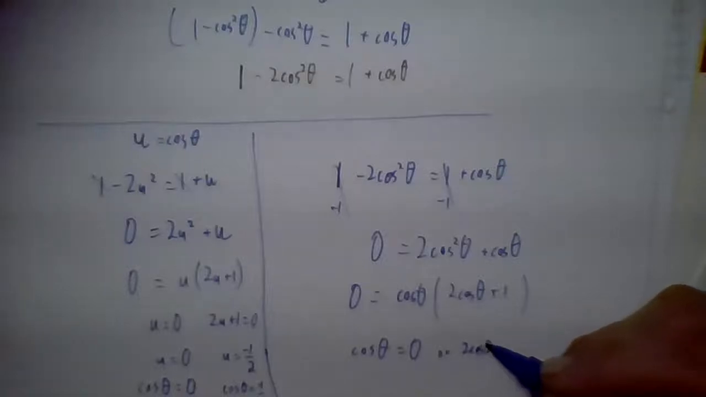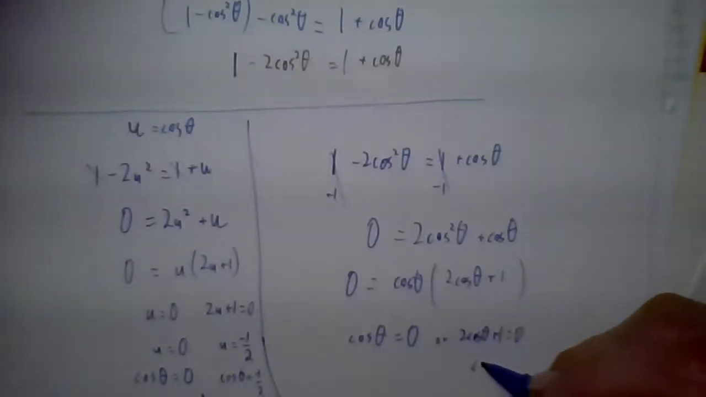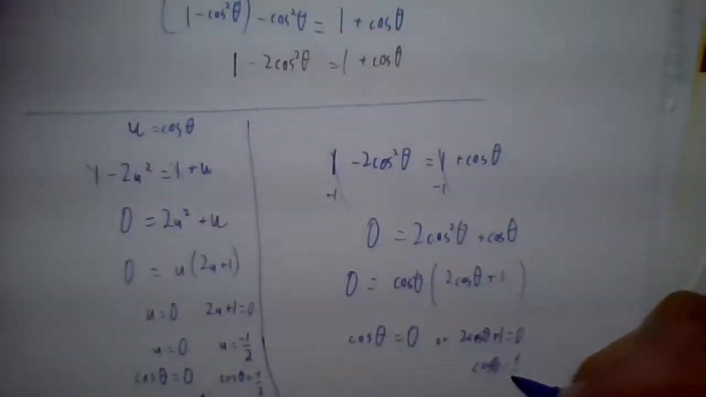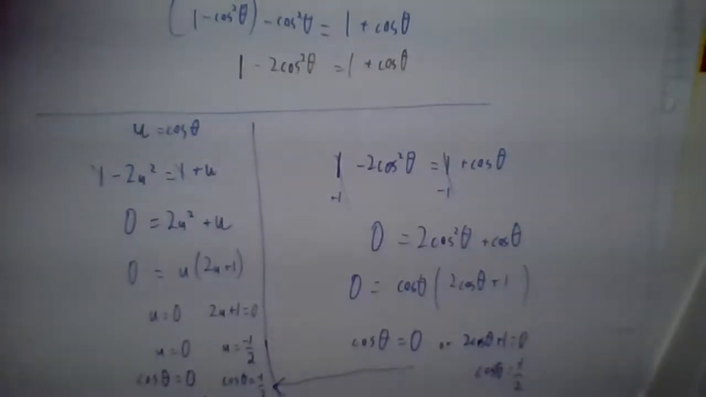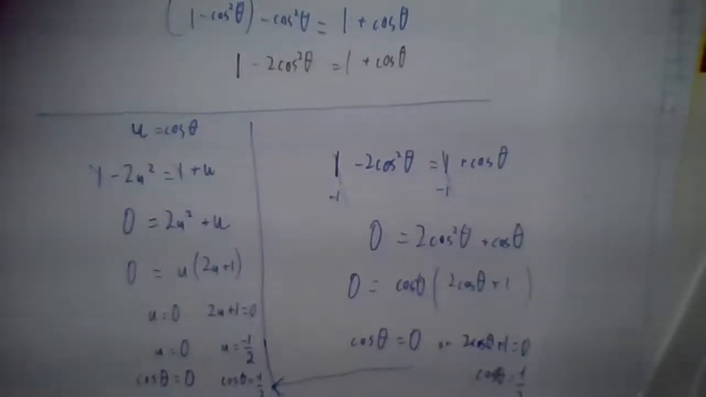And then the zero factor property says either this is equal to 0 or 2 cosine theta plus 1 equals 0. So cosine theta is negative 1/2. Both of those things. So we're right back to here and ready to draw the unit circle part of it.